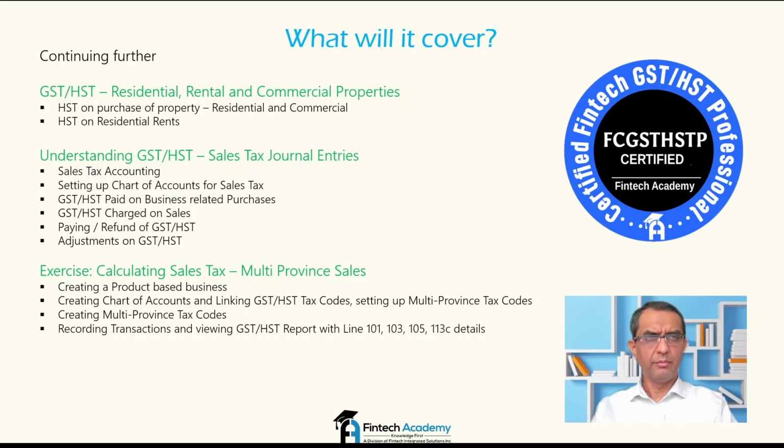Once we know that portion, we'll be doing an exercise which is calculating sales tax. This time it is going to be multi-province sales. That means we are doing a sale, let's say from the province of Ontario to different provinces, and how does the impact come on your sales tax return. So we'll create another product-based business, link the chart of accounts to the tax codes, set up multi-province tax codes, how to do that portion, creating multi-province tax codes, and then recording transactions, and then viewing the reports with 101, 103, 105, 113C details, and all those line numbers.